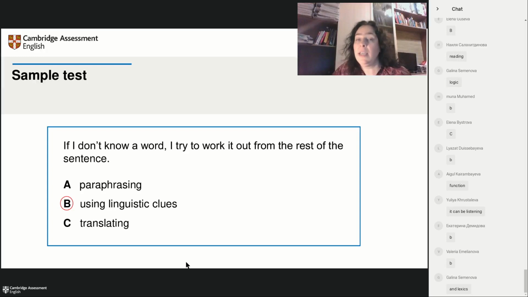Okay, it can be listening, yeah. But with listening, it's quite hard to go back, you know, to analyze what happened earlier. For reading, it's something straightforward.